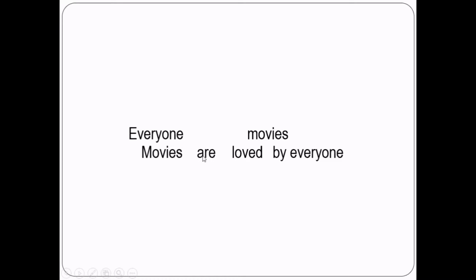The auxiliary verb in the passive voice is always the verb to be. So that's is, am, are. For the past tense, that's was, were. For the future tense, that's will be. So you can change all of those. You can replace the verb are here with all of those alternate forms of the verb to be. So movies will be loved by everyone, or movies were loved by everyone. Alright, so that's the passivization.